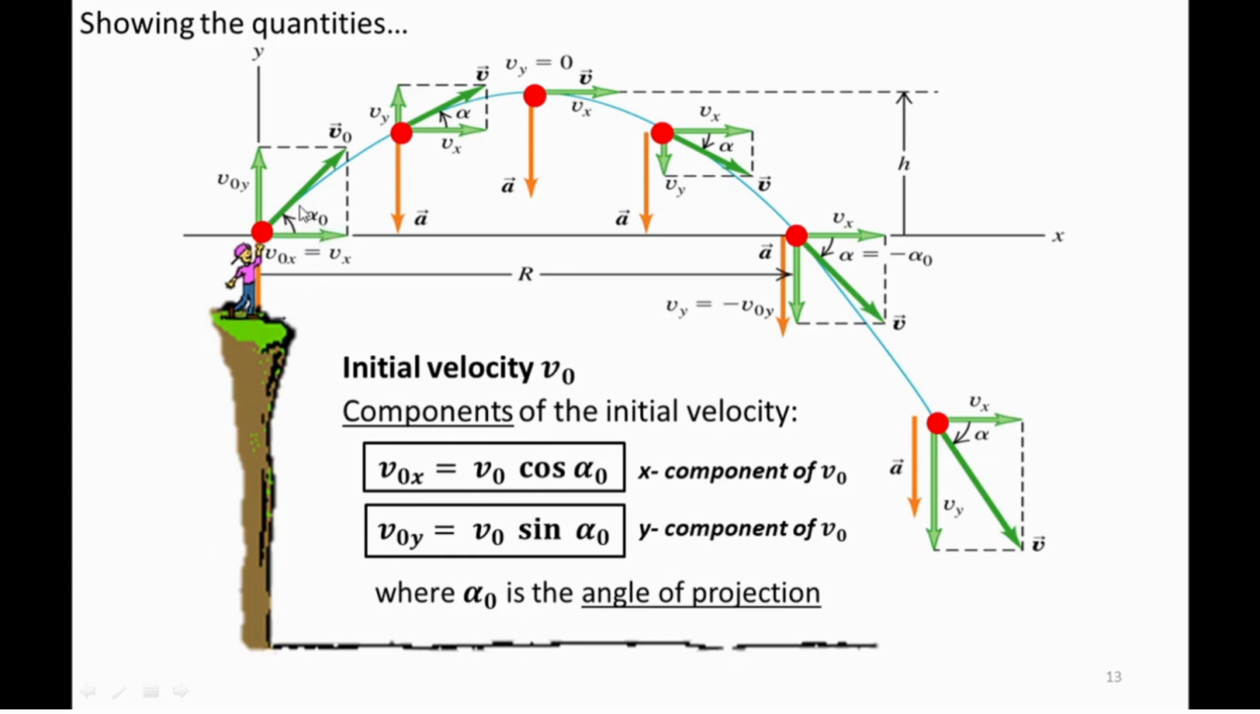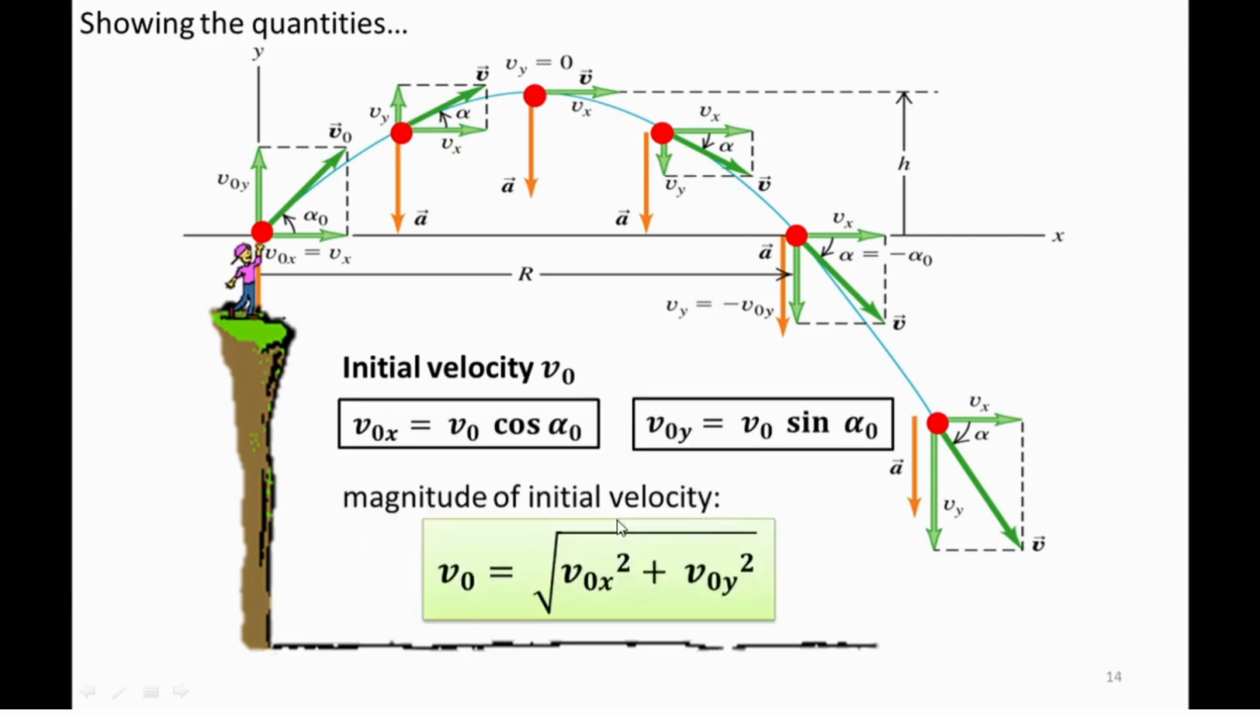And just like in our discussion on vectors, we can calculate the x and the y components of the initial velocity separately. The x component of the initial velocity is calculated by multiplying the magnitude of the initial velocity by the cosine of the angle of projection. And the y component, on the other hand, can be calculated by multiplying the magnitude of the initial velocity by the sine of the angle of projection, as shown in these equations.